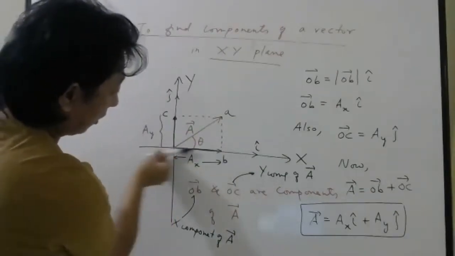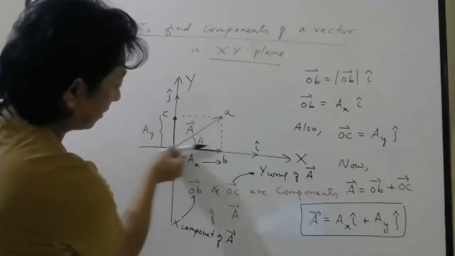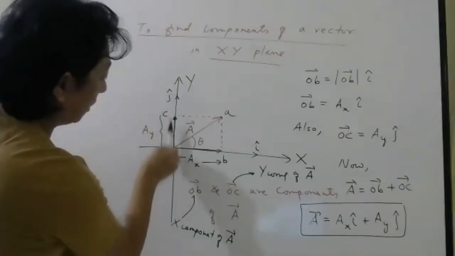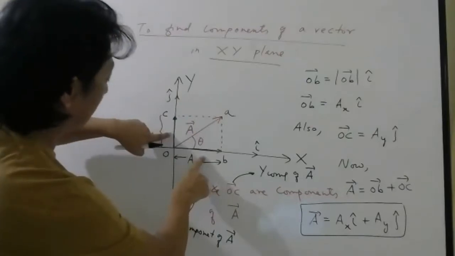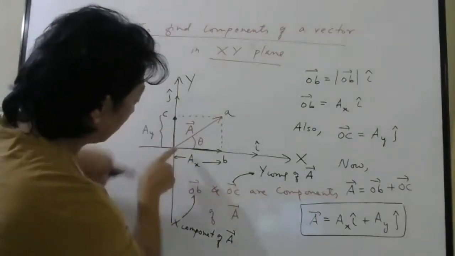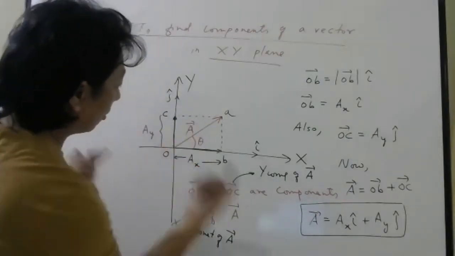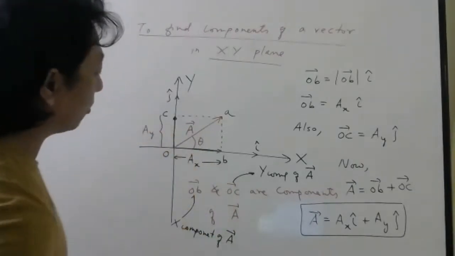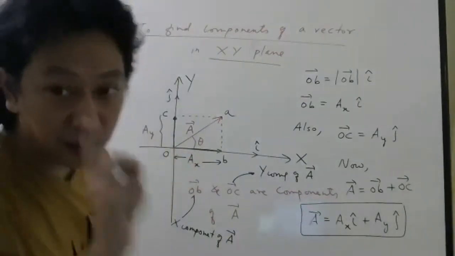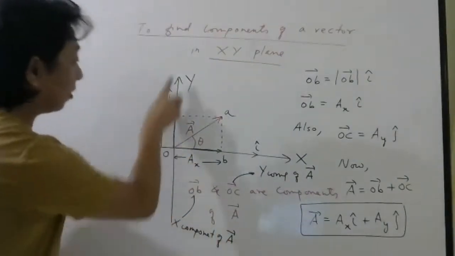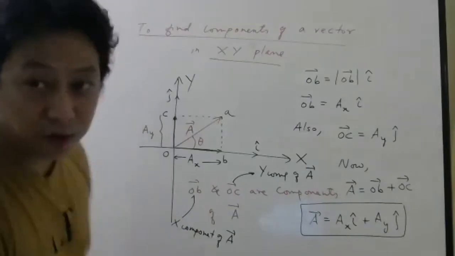This is your component of A bar along the X axis. This is your component of A bar along the Y axis. Why are we calling these two components? Because if you add these two, you get this vector. So obviously these two will be called components. This is along the X axis, so we call this the X component. This is along the Y axis, so we call this the Y component.